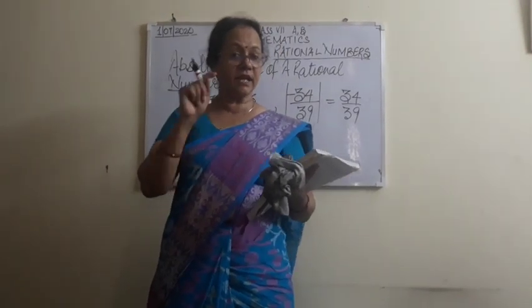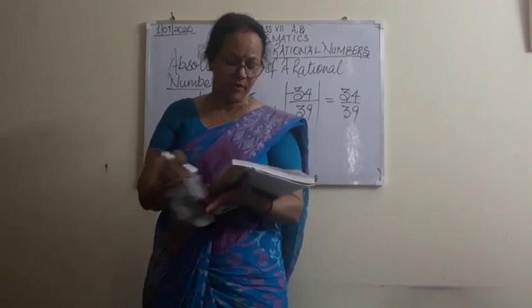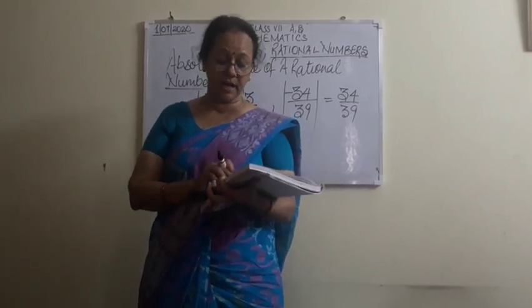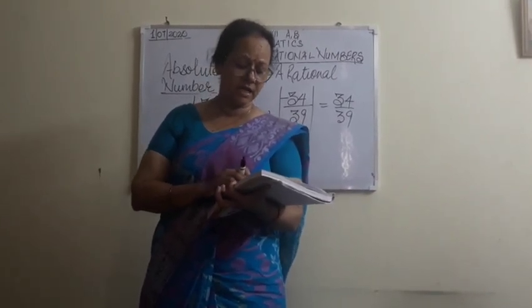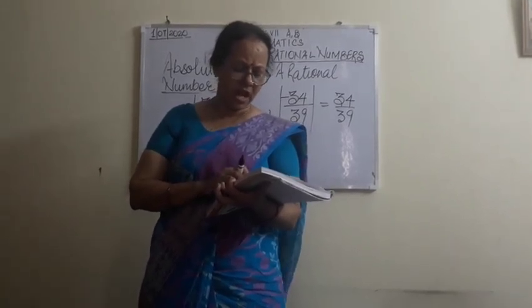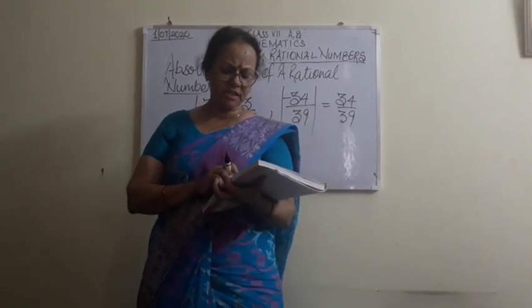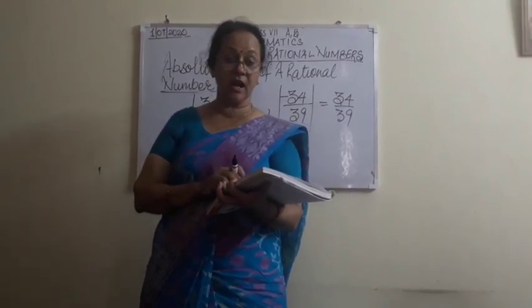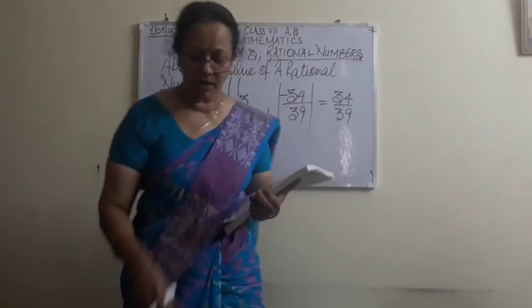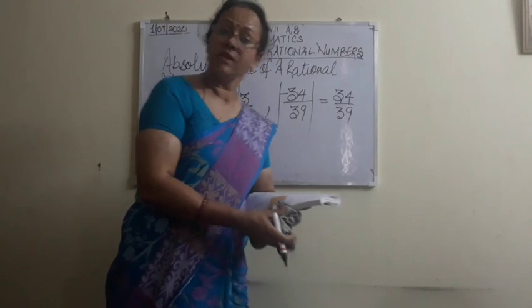Please sit silently and focus on your work. The absolute value of a rational number, when represented on a number line, is considered as its distance from 0, irrespective of the direction, and is represented as P upon Q. A positive rational number is always greater than a negative rational number. A positive number is always greater than a negative number.